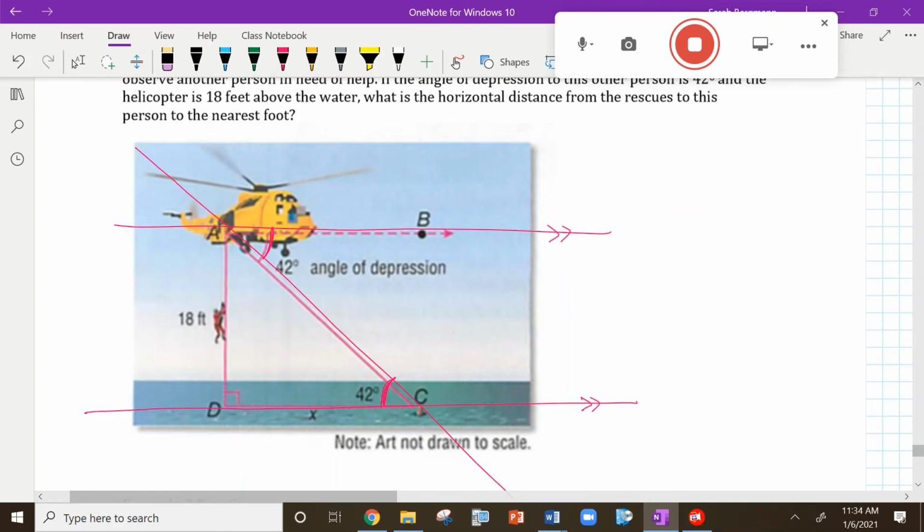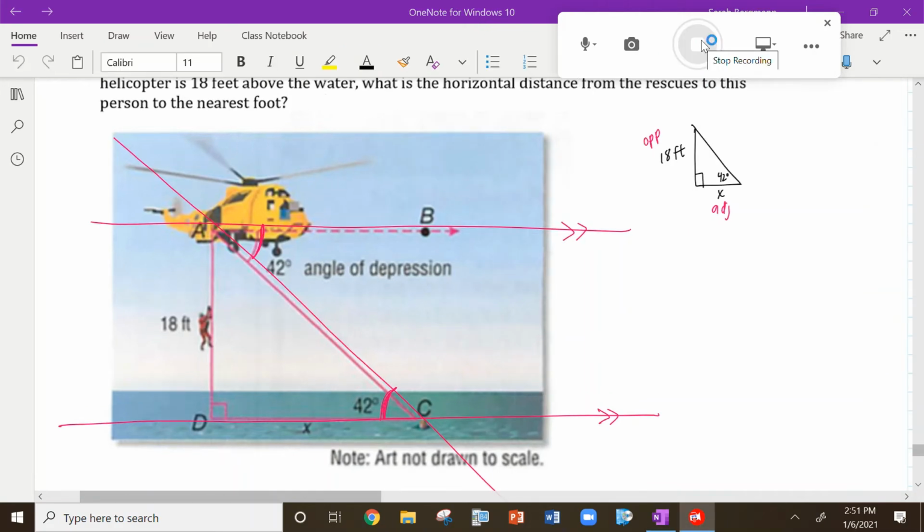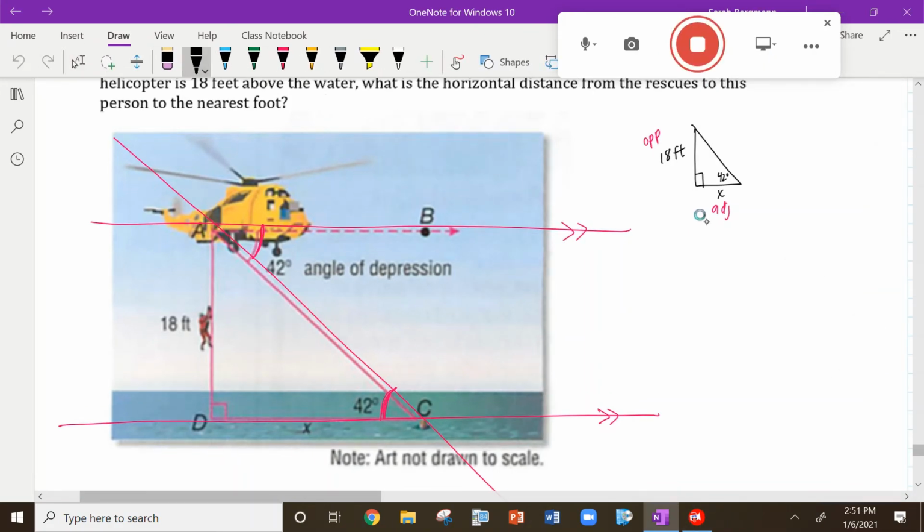So let's look at our triangle. I personally would like to draw it out separate from the diagram. Label the sides. Now we can pick a trig function. So since this uses opposite and adjacent, I'll think SOHCAHTOA to remember which one uses opposite adjacent. And that trig function would be tangent. So I'll write down tangent 42 degrees equals the opposite 18 over the adjacent x.